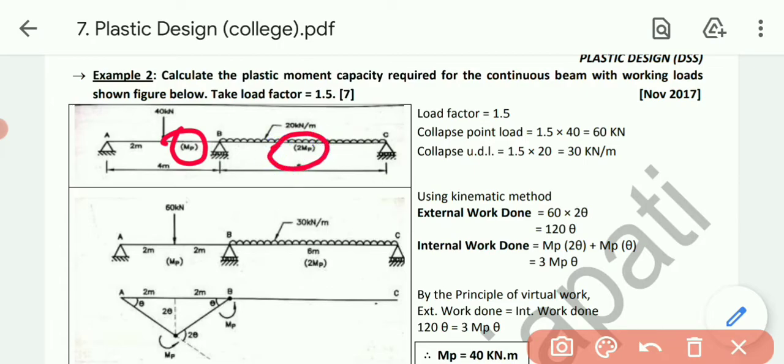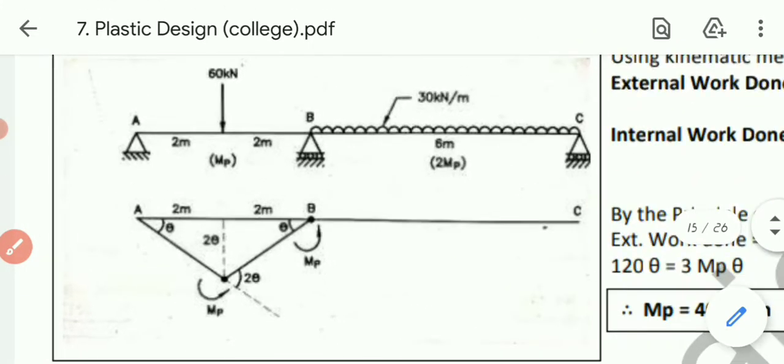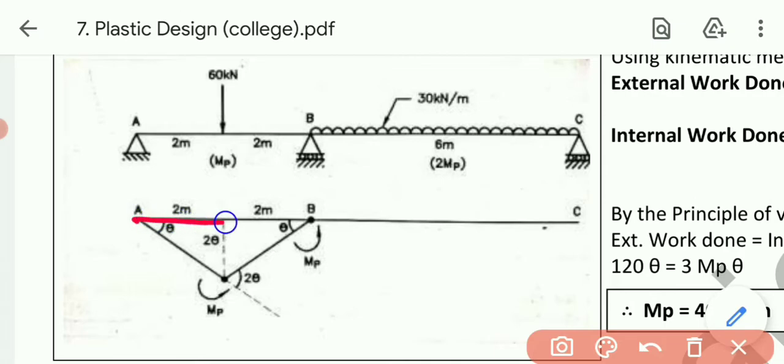So we need to consider this one also. Okay, so first of all let's talk about the span AB. Let's zoom out the figure. So span AB, that is this one. Now because of the central point load, deflection will be at the center.